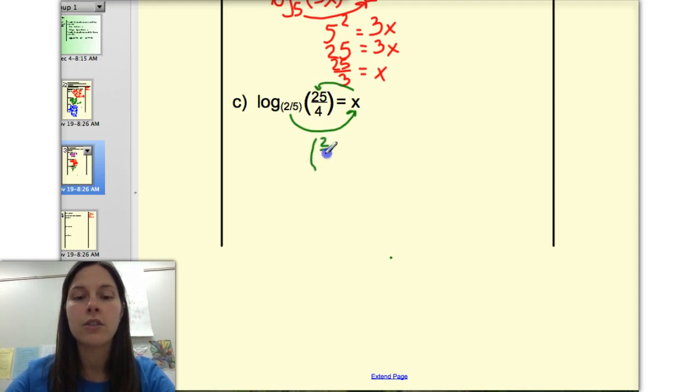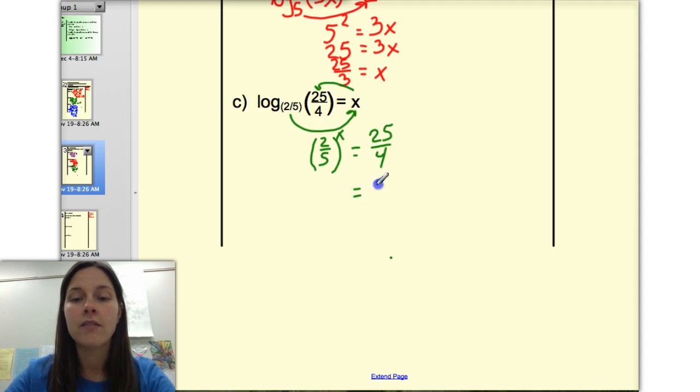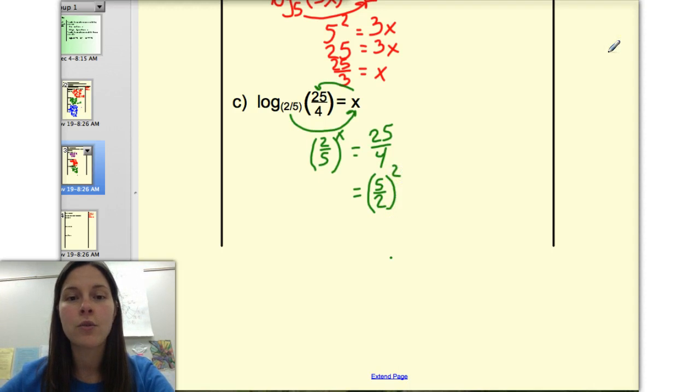So we've got that base 2/5 to the x power equals 25/4. Now when we've got exponential form, our goal is going to be to rewrite both of these with the same base so that we can solve for x, set those exponents equal to each other. Hopefully you recognize that 25 is 5 squared and 4 is 2 squared. So I can rewrite 25/4 as 5/2 squared.